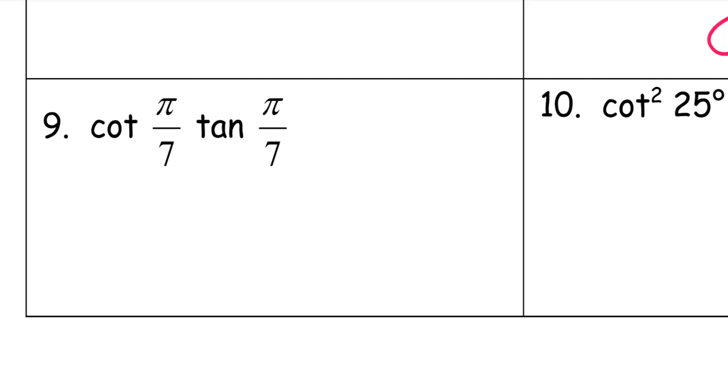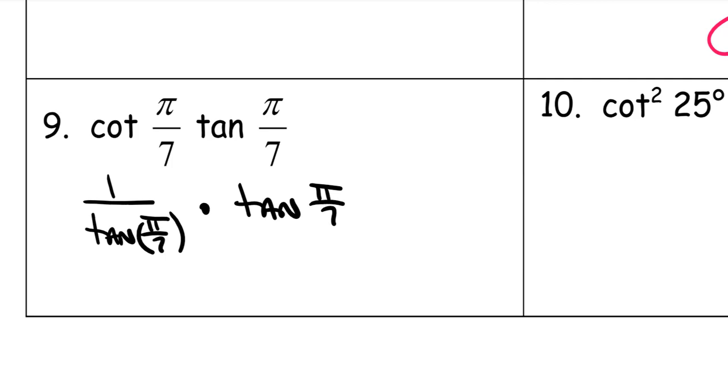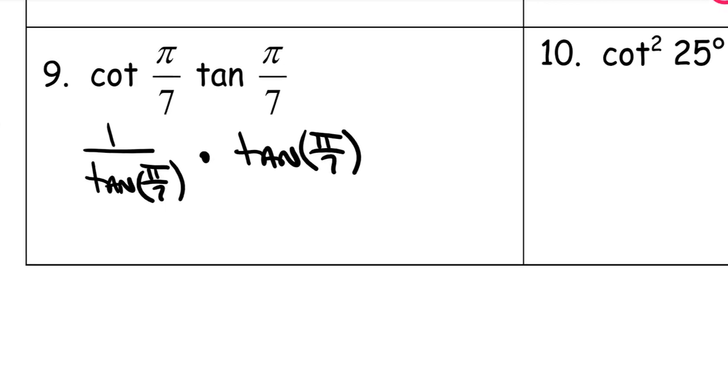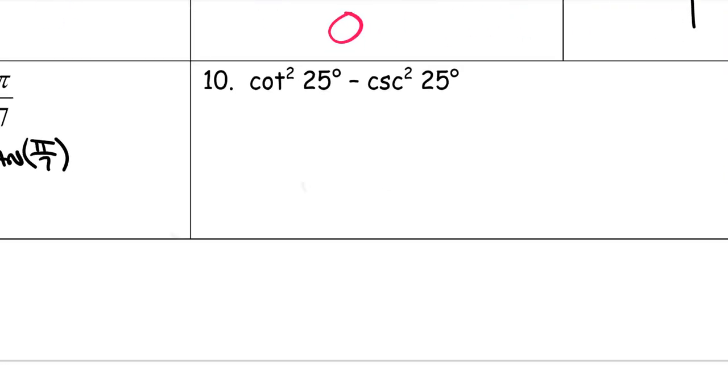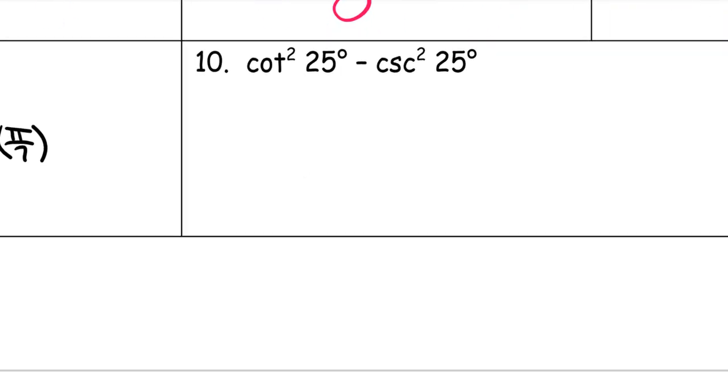So I'm going to make cotangent maybe 1 over tangent of pi over 7, times tangent of pi over 7. So anytime we have a number times its reciprocal, we get a value of 1. Booyah. And then lastly here, cotangent squared minus cosecant squared.